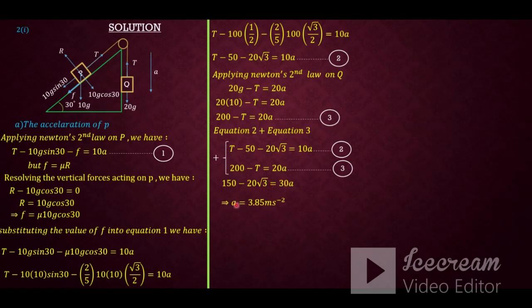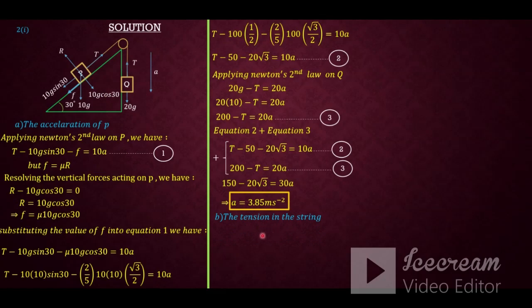Simplifying further, we obtain the value of A to be 3.85 meters per second squared, which is the acceleration we were asked to determine. That is the acceleration of P. And remember, it is the same acceleration that Q has. That is this 3.85 meters per second squared. It is the same acceleration with which particle Q is also moving in this motion.